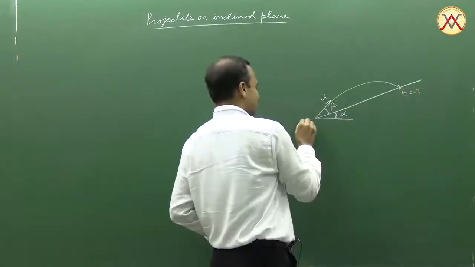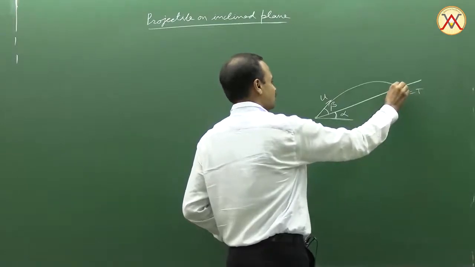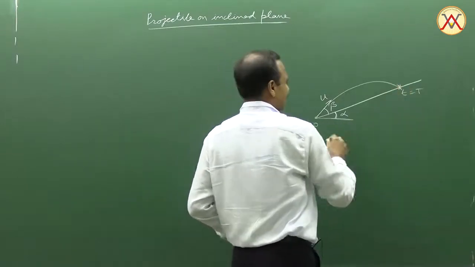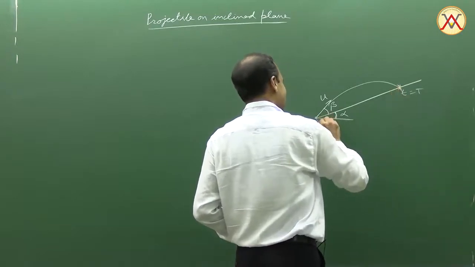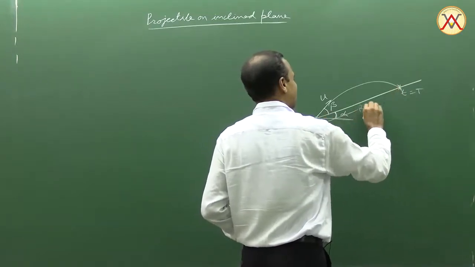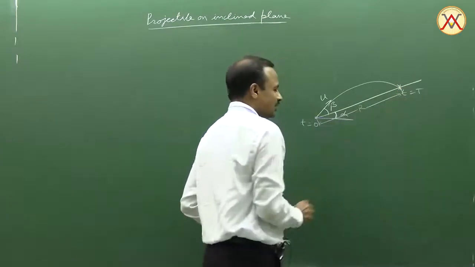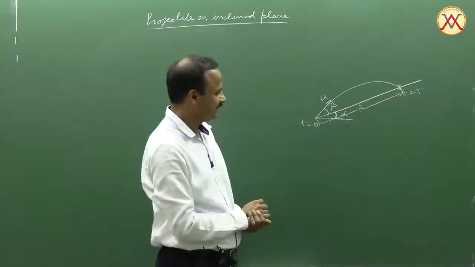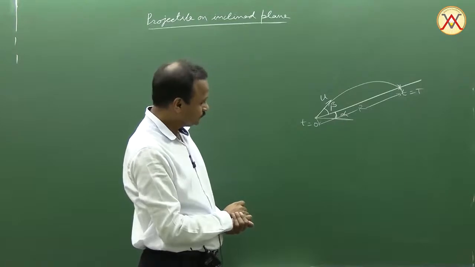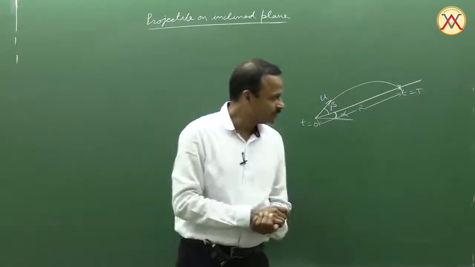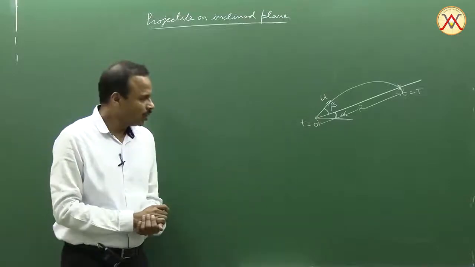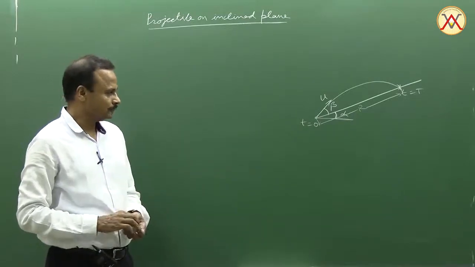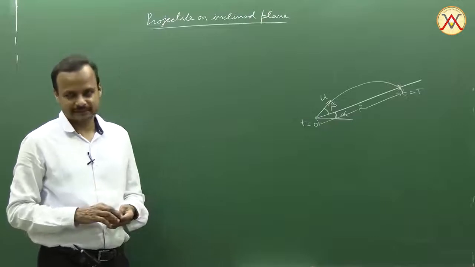If it is launched at t equal to 0, we may have to find the time of flight, and maybe the range along the inclined plane, at what distance from the starting point it hits the incline. So how to do this type of questions? What we do is that we take a new coordinate system.